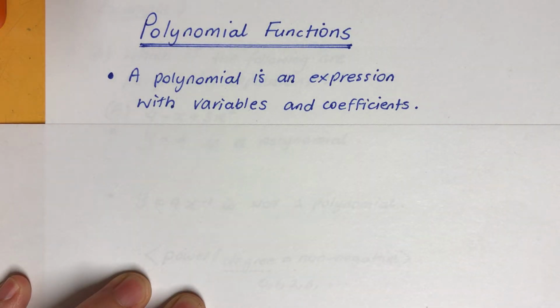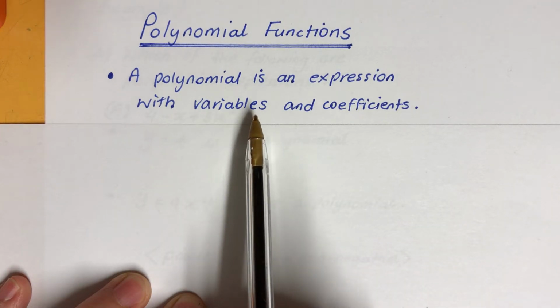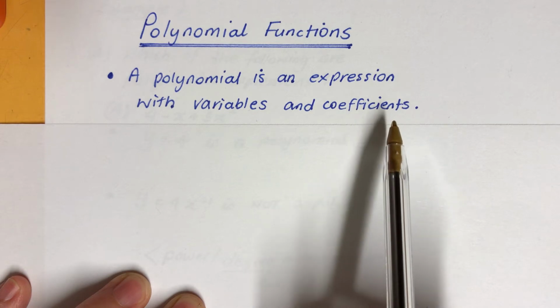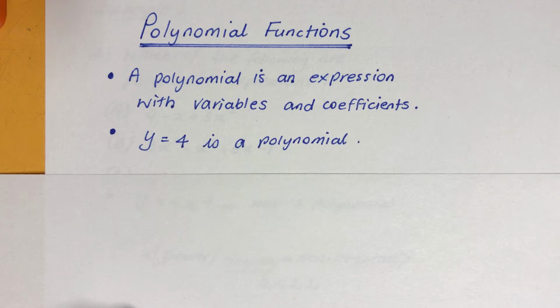Okay, next one is polynomial functions. A polynomial is an expression with variables and coefficients. Now variables are x and y's, like pronumerals, and coefficients are constants, just values and numbers. So let's have a look. For example, y equals 4 is a polynomial.